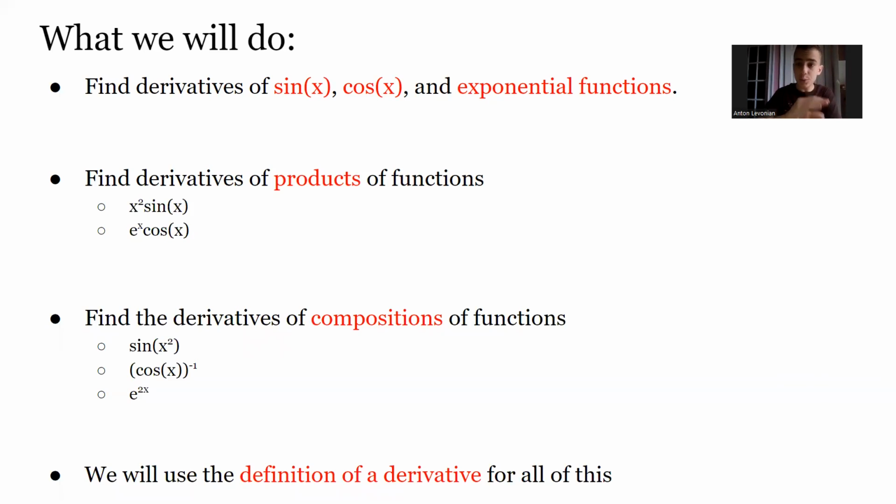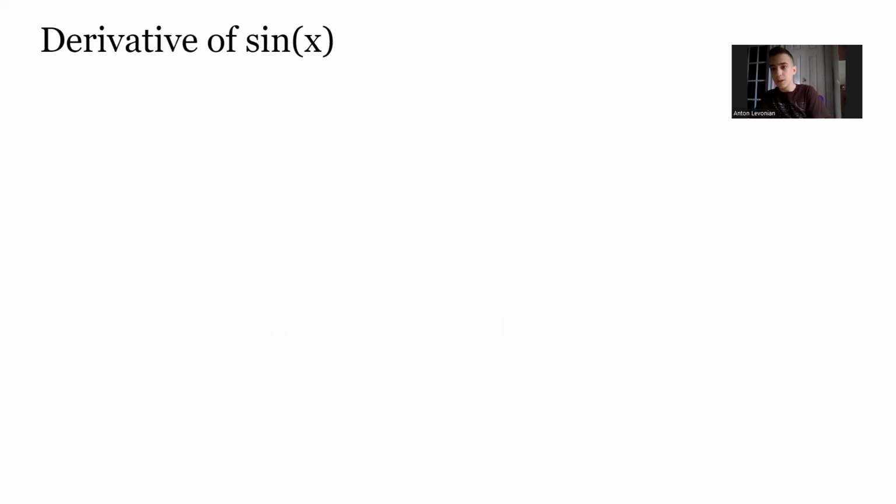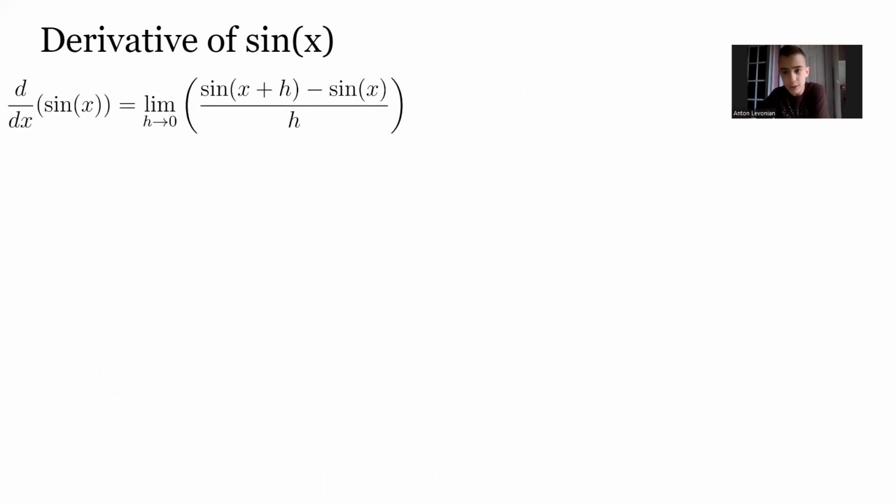And then similar to last lesson, we will use the definition of a derivative for all of this. Okay, so let's start off with the derivative of the sine function. As you know, the sine function looks like a wave on the coordinate grid. If you graph it, it's basically just a wave. And we want to find its derivative. So similarly to how we proved the power rule, x squared's derivative, we just use the definition of a derivative. So we have this limit right here, and that's the derivative by definition.